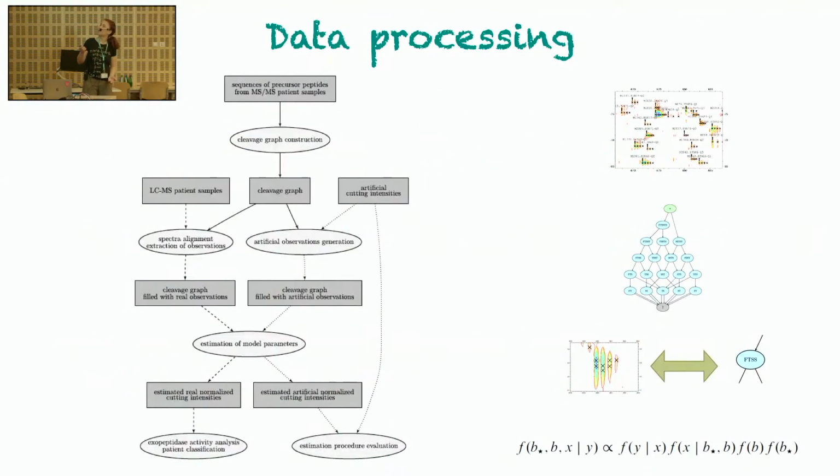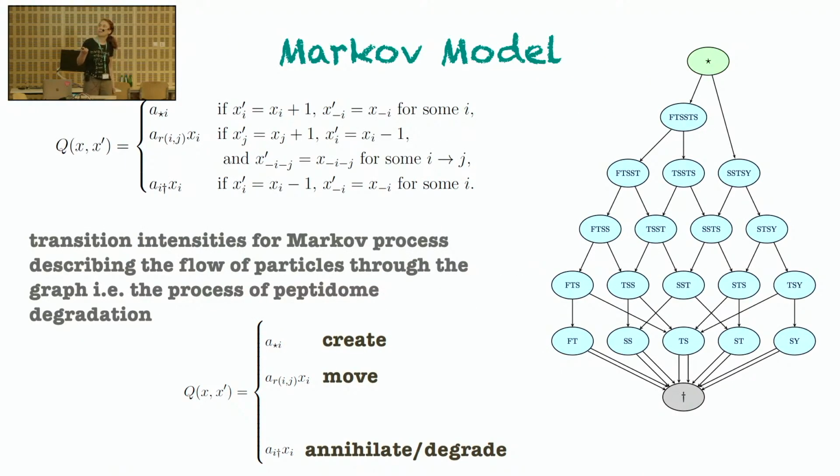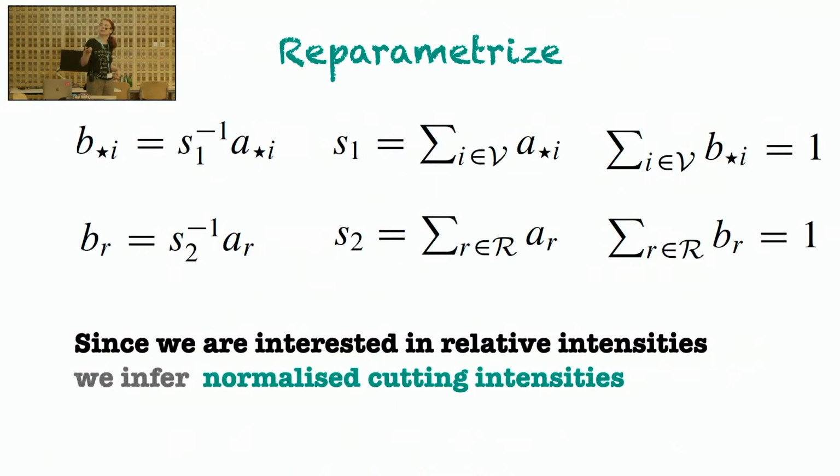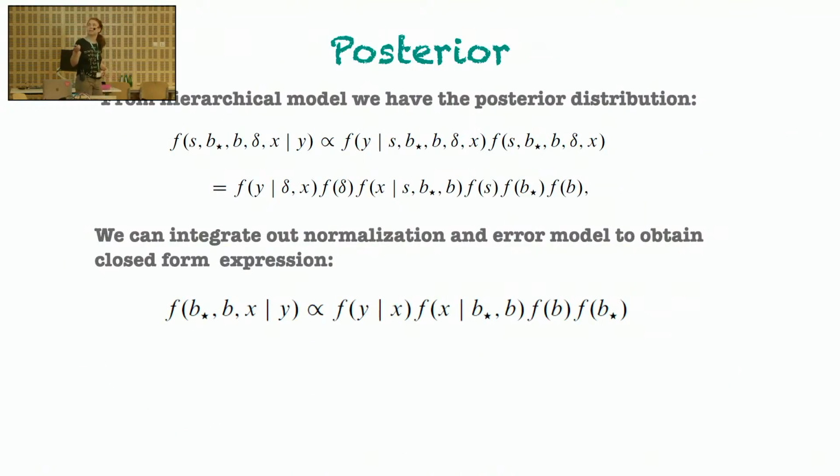We can go here. Okay. So B star is not a crucial parameter because it corresponds to the creation of a particle, but we are interested in the movement of particles, these intensities. But still, we have to calculate the posterior, like here, and it should be done by a Markov chain Monte Carlo procedure. So we have the closed form expression for this posterior, but we cannot eliminate B star and X.